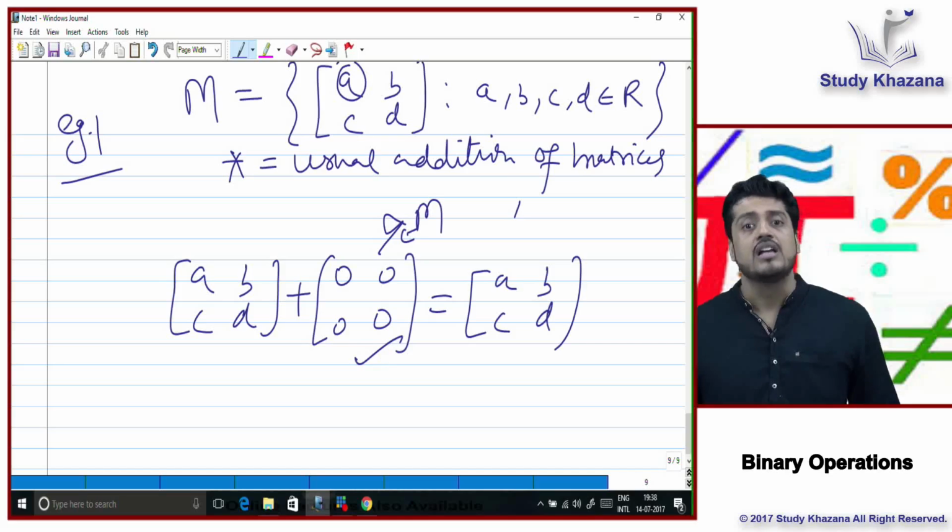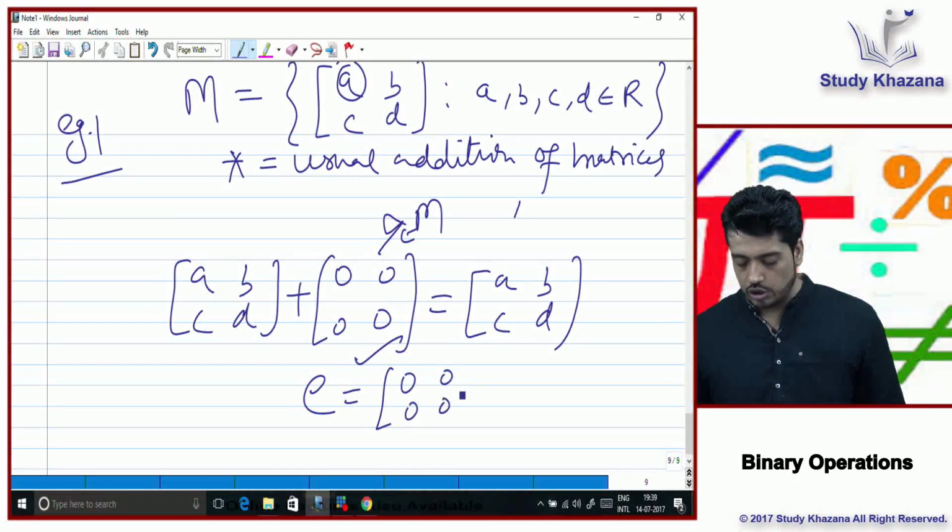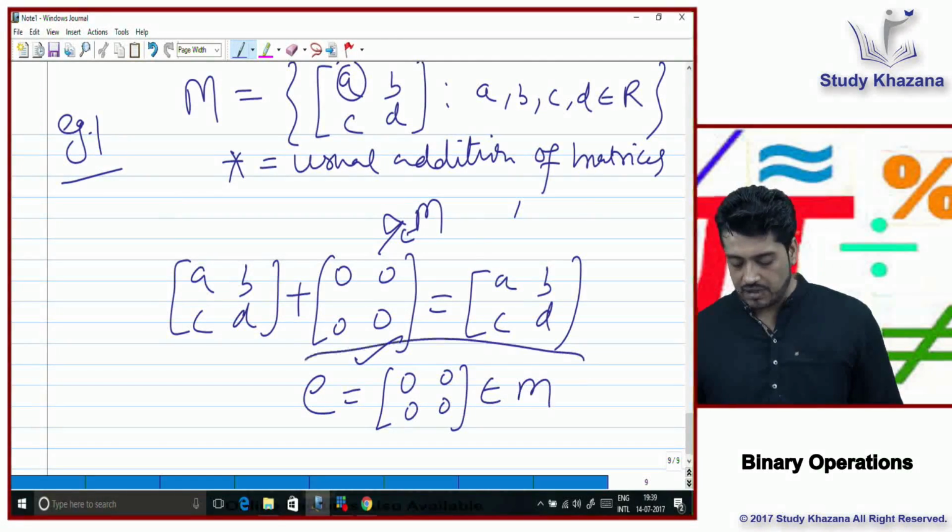that [0, 0; 0, 0], that is a 2 cross 2 null matrix, serves as the identity element. So what is my identity element in this case? The identity element is [0, 0; 0, 0] which belongs to M. This is my first conclusion.